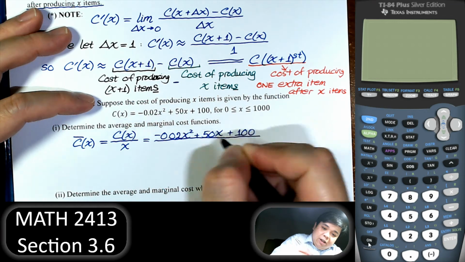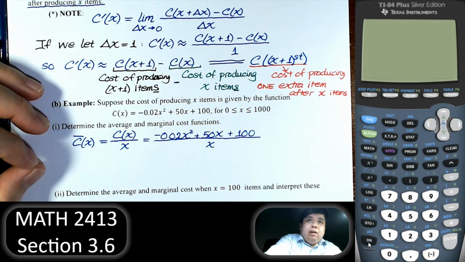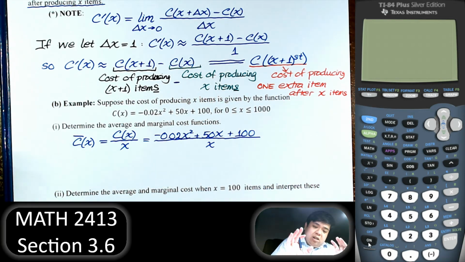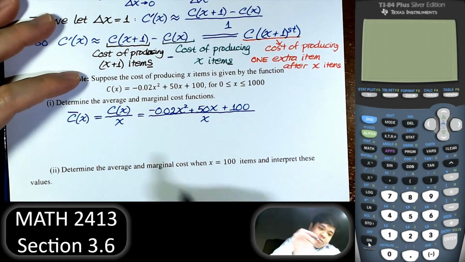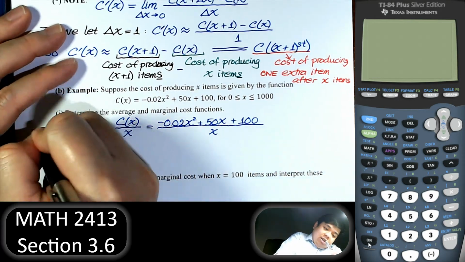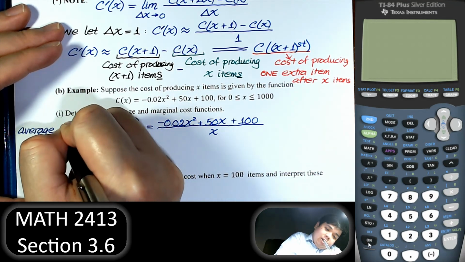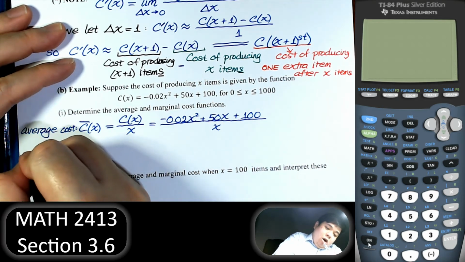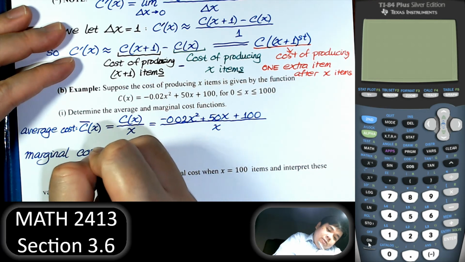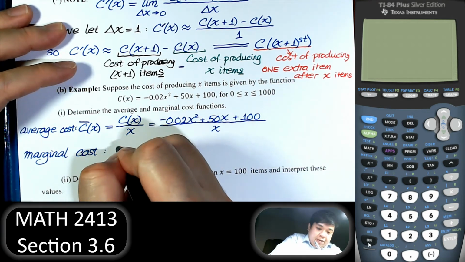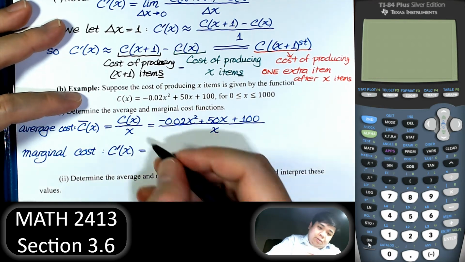All of that over x. Of course, we can split them, but that's fine. So just leave it like that. Next, this is the average cost and the marginal cost. Marginal meaning derivative. So we take the derivative of this function.